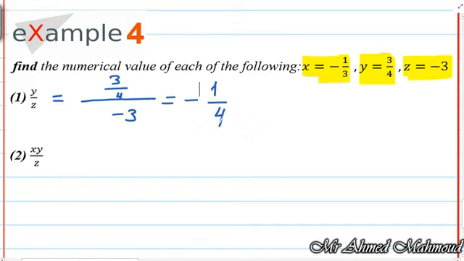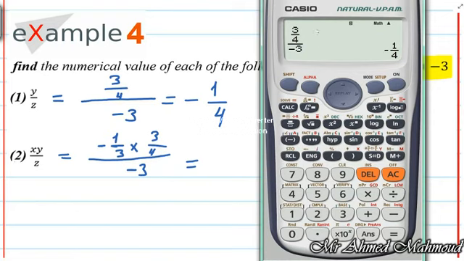Number 2, it's equal to xy over z, x which is negative 1 over 3 times y which is 3 over 4, over z which is negative 3. It's equal, also by using the calculator like this, fraction up negative 1 over 3 times 3 over 4, down negative 3. It equals 1 over 12.